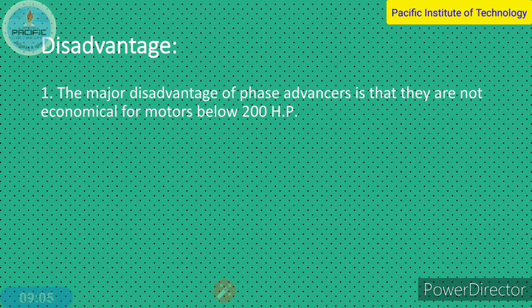But there are certain disadvantages. A major disadvantage of the phase advancer is that it is not economical for motors below 200 HP. So for motors above 200 HP, only the phase advancer can be used.